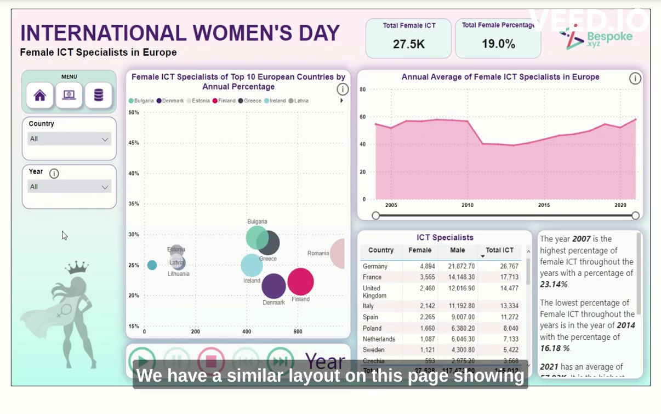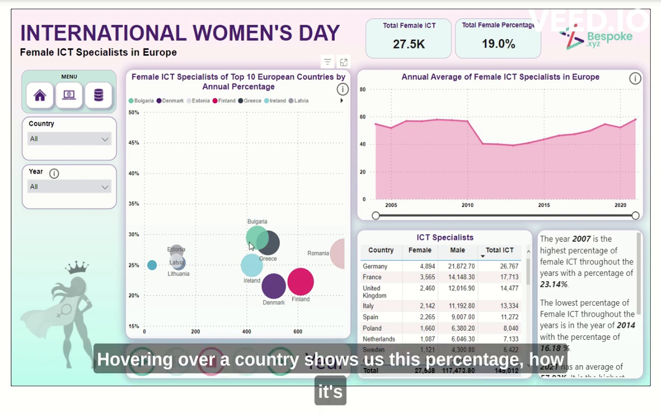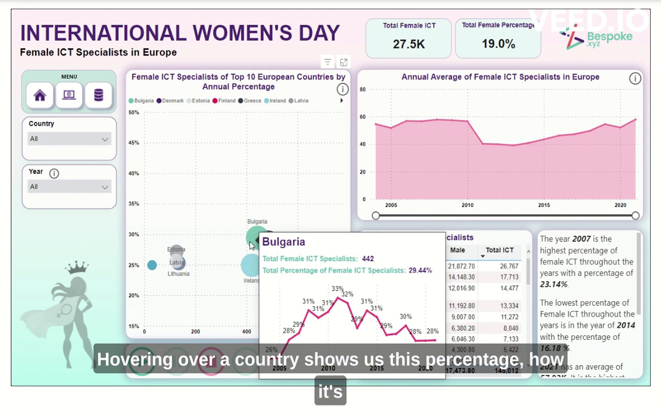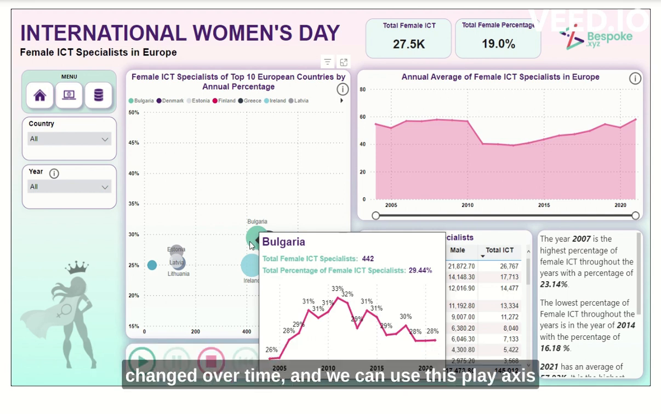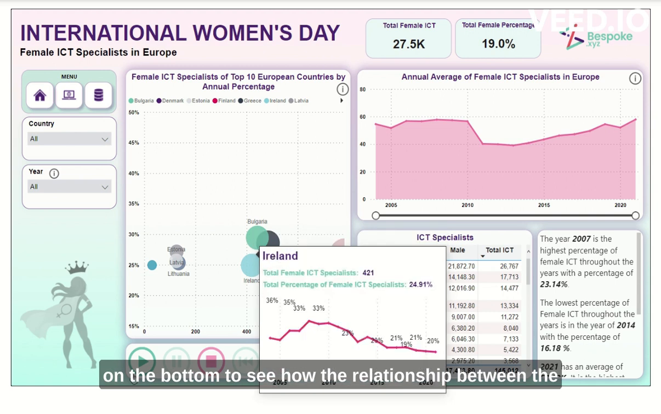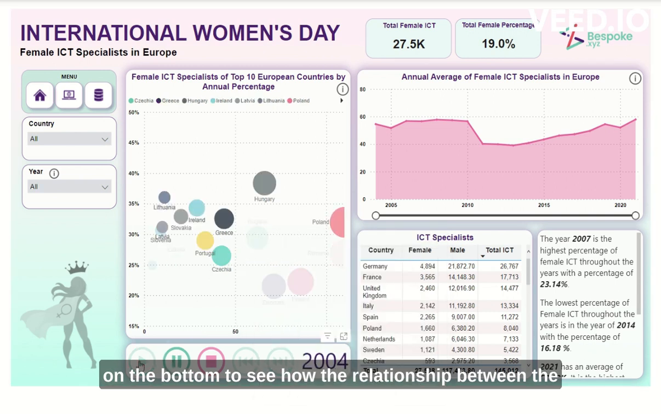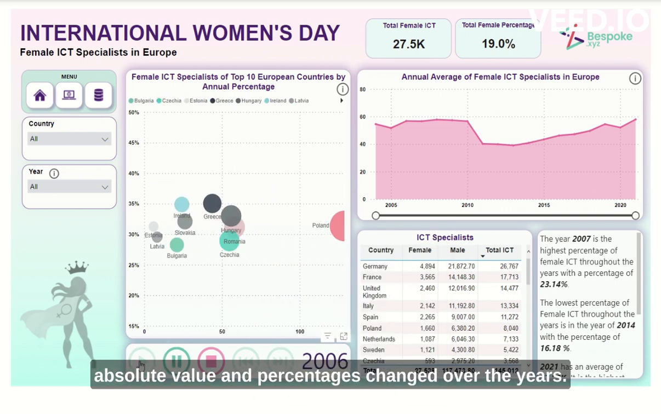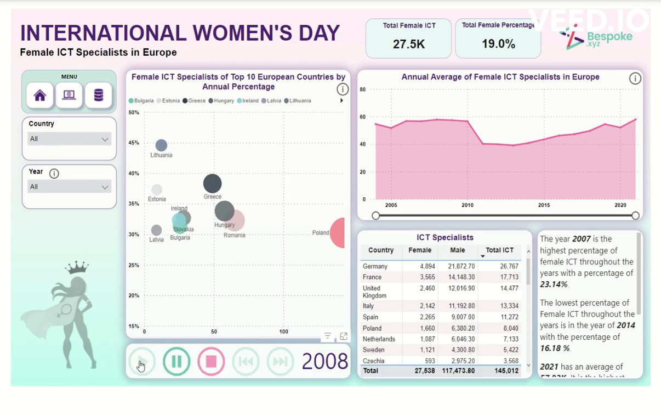We have a similar layout on this page, showing our totals up at the top, and so total females, and our menu filters down the left. The first chart on this page is a scatter chart of the female ICT specialists versus the percentage of the population that represents. Hovering over a country shows us this percentage, how it's changed over time. And we can use this play axis on the bottom to see how the relationship between the absolute value and percentage has changed over the years.